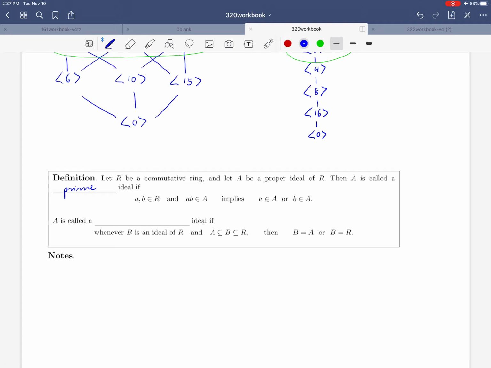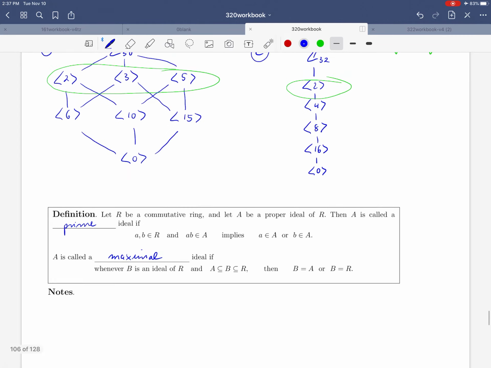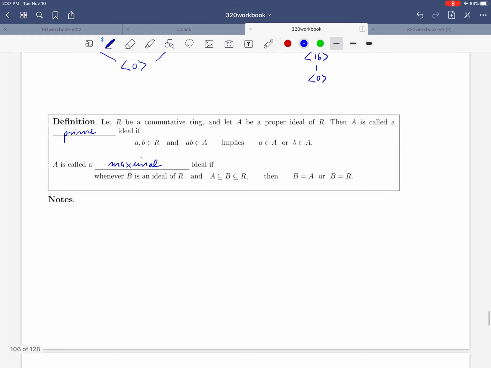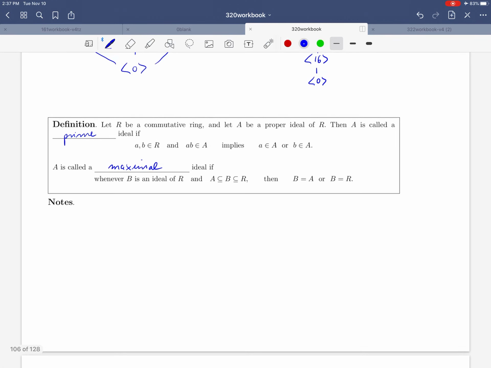And then A is called a maximal ideal if whenever B is an ideal of R and A is contained in B and B is contained in R, then either B is equal to A or B is equal to R. So basically, A is called maximal if you can't sneak any other ideal between A and the ring itself. Okay, so it's the one in the highest layer. There's nothing you can sneak in between. So let's look at an example to visualize this a little bit better.